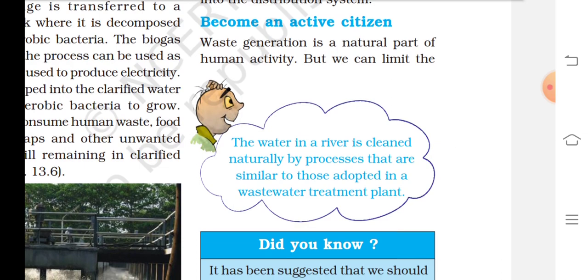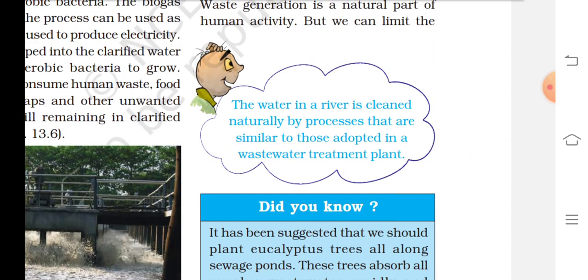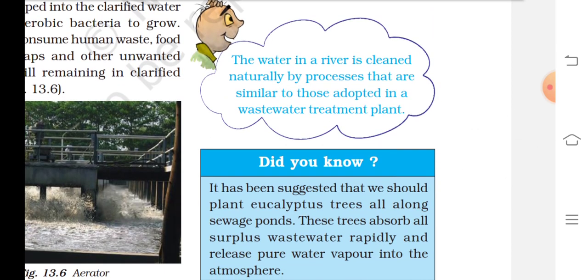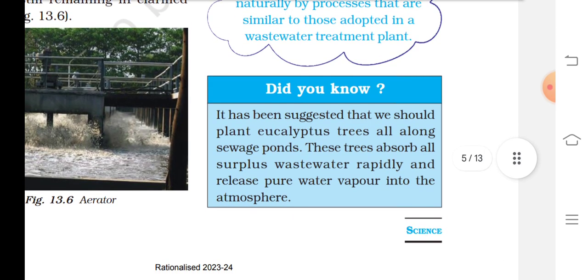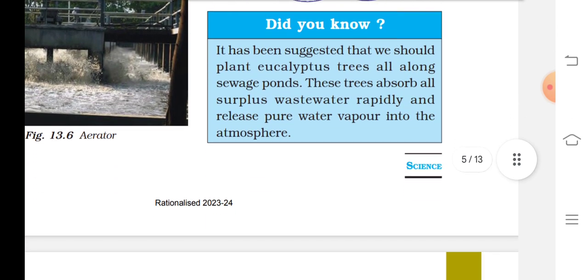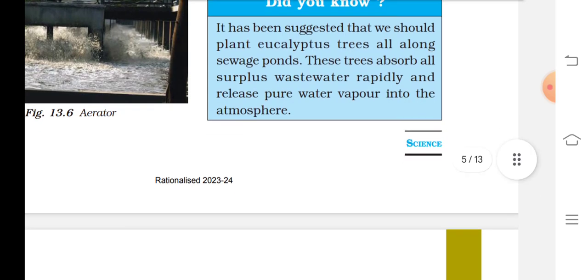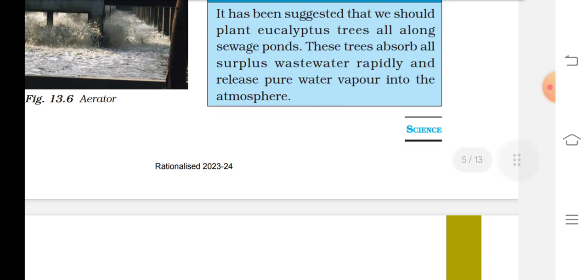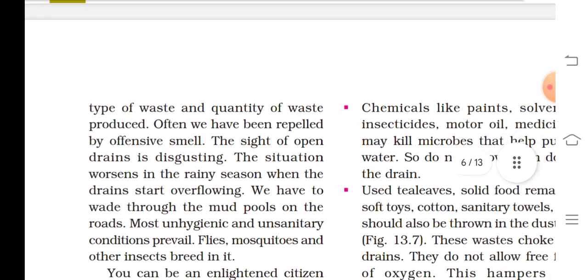Waste generation is a natural part of human activity, but we can limit it. The water in a river is cleaned naturally by processes that are similar to those adopted in a wastewater treatment plant. Do you know? It has been suggested that we should plant eucalyptus trees all along such ponds. These trees absorb surplus wastewater rapidly and release pure water vapor into the atmosphere.